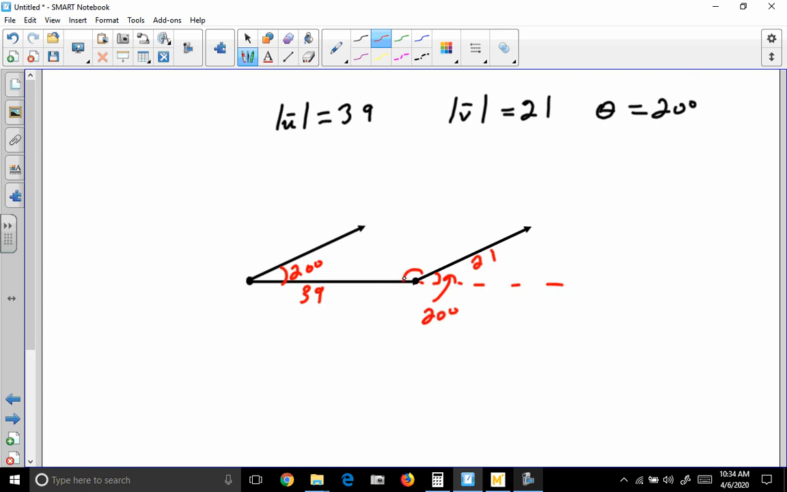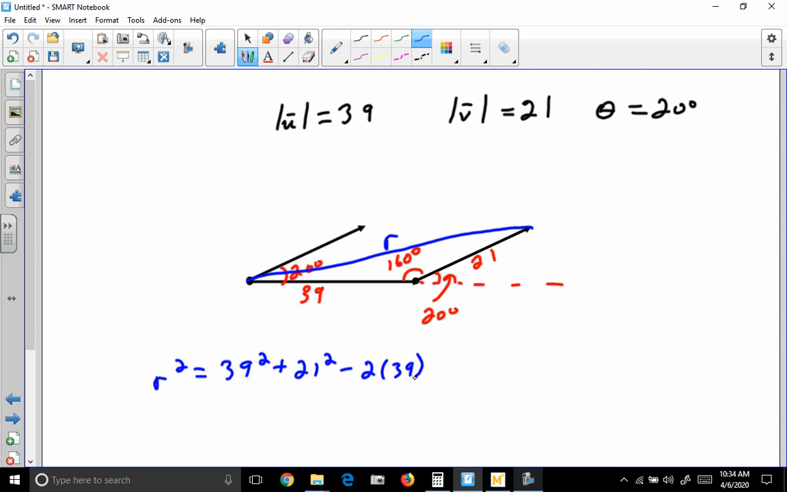That would make this angle 160 degrees, because this angle plus that one have to make 180. So our resultant is here. If we want to find the magnitude of the resultant, r squared equals 39 squared plus 21 squared minus twice their product times cosine of the angle between them, and that'll give us r.